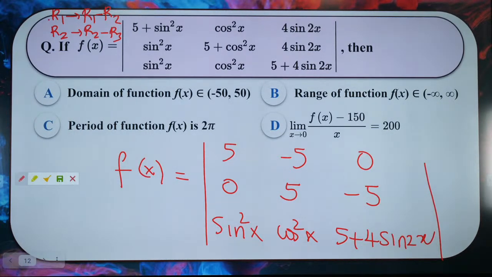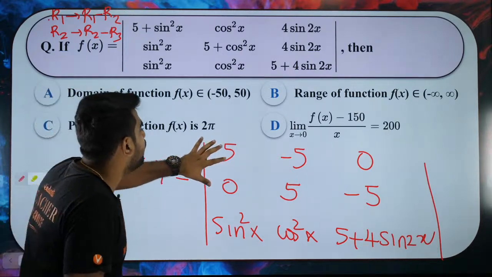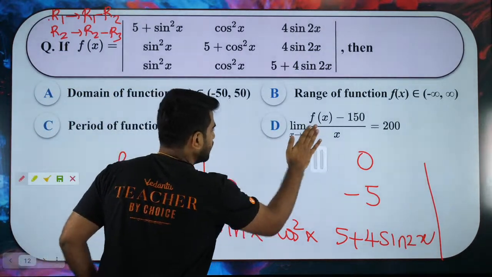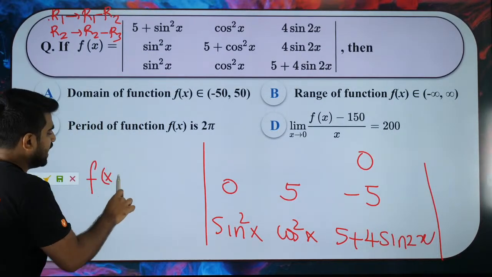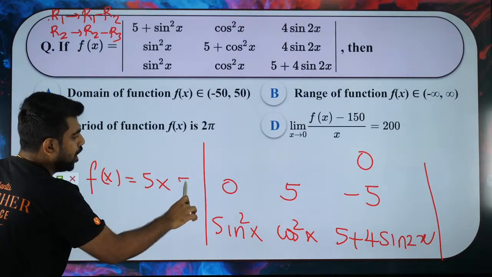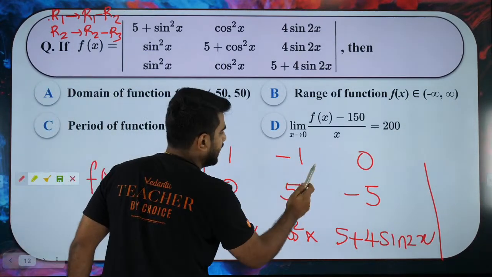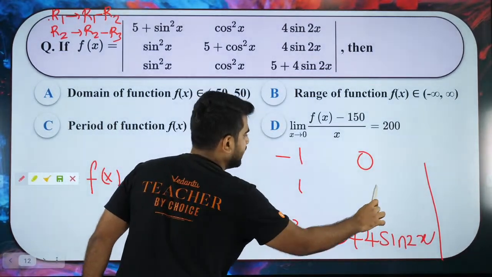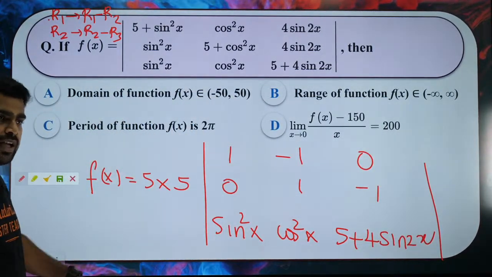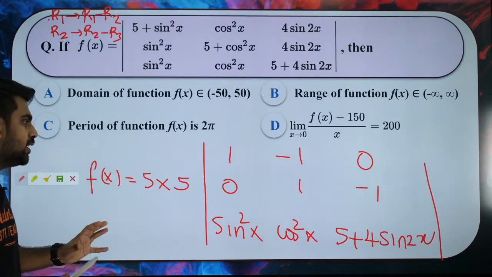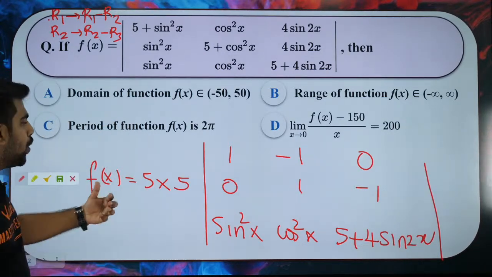So guys, are you all ready? Let's take 5 common from the first row. If I take 5 common from the first row, I will get 5 outside. And I'll take 5 common from the second row. So I'll get 1 minus 1. Here also I'll get 1 minus 1. Are you all cool with that? Everybody cool with it? Great. Now let's open it.